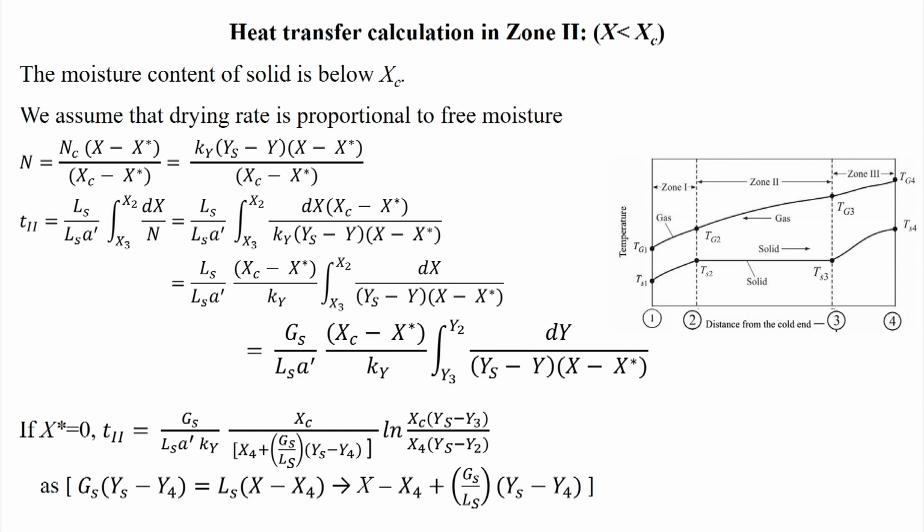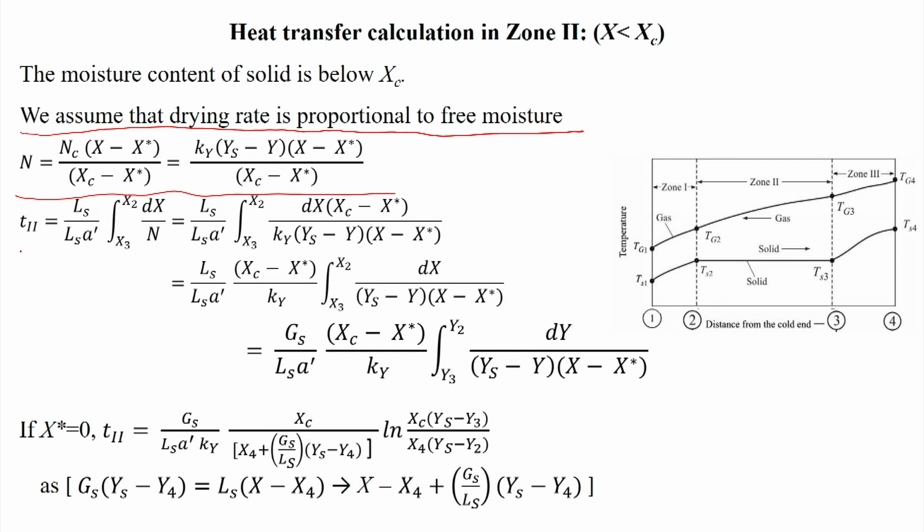Here also, in the same way, we assume that the drying rate is proportional to free moisture. If it is not proportional, if it is proportional to the square of the moisture content, then the expression will be to some extent different. Otherwise, we have already derived N is equal to Nc into x minus x star by xc minus x star, that is after manipulation we will be getting ky into ys minus y into x minus x star by xc minus x star.